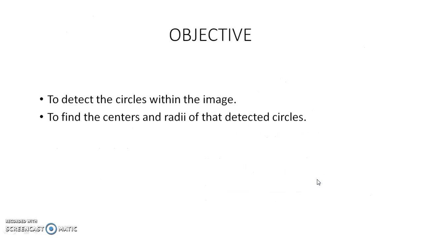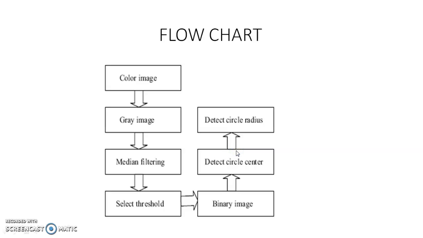The main objectives are to detect the circles within a range and to find the centers and radii of those detected circles. These two are our main objectives. This is a very simple flowchart that we have drawn.